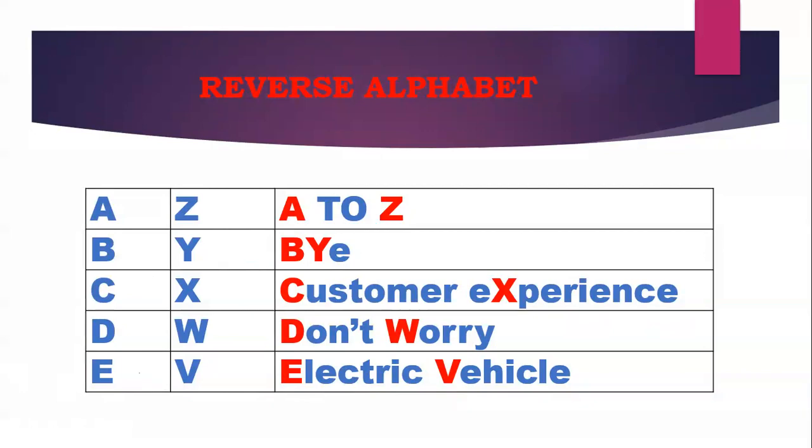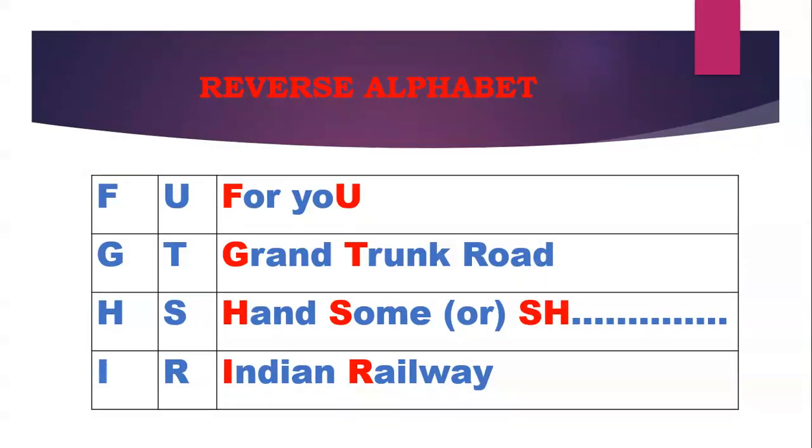A, Z, B, Y, C, X. How do you remember if you identify the word? Don't worry, DW. Electric vehicle, EV. Then go for FU, for you. FU, that is a reverse alphabet. Then go for GT, Grand Trunk Road. This is the GT road, GT. GT Express is also there, GT road.